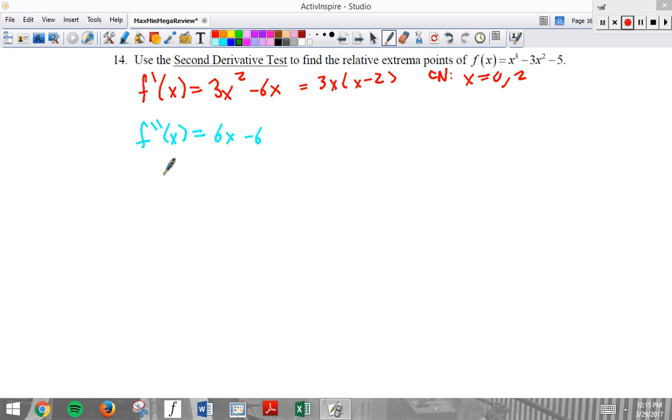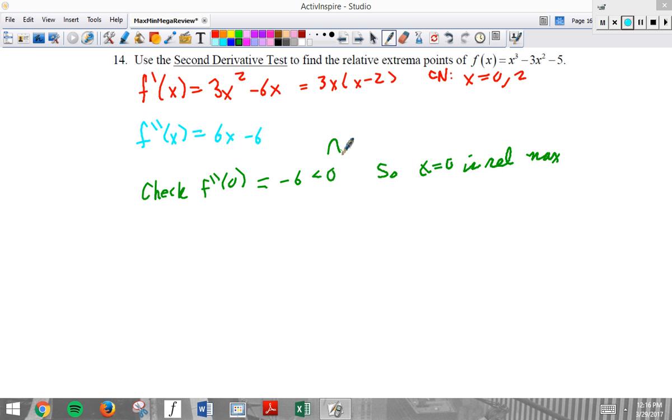So now check f double prime of 0. That would equal negative 6, which is less than 0. So, negative 6, so x equals 0 is rel max, concave down, and that point would be 0, comma, into this function now, negative 5.